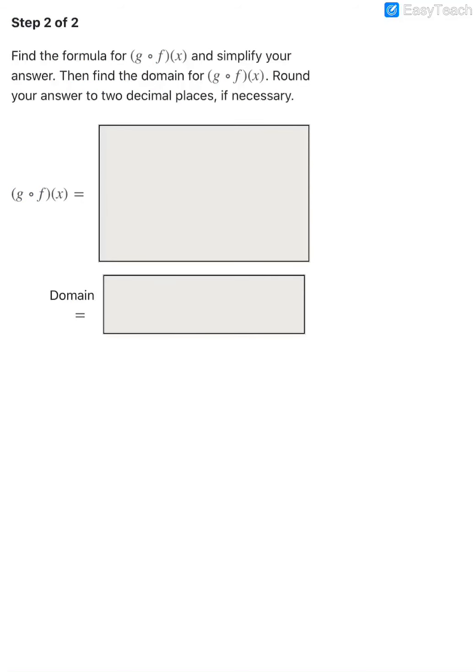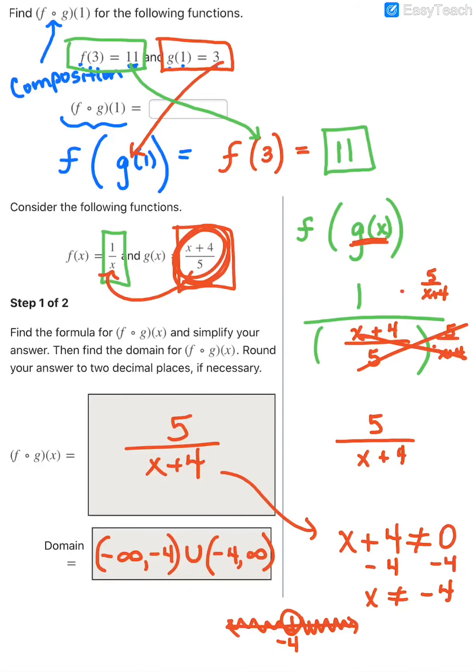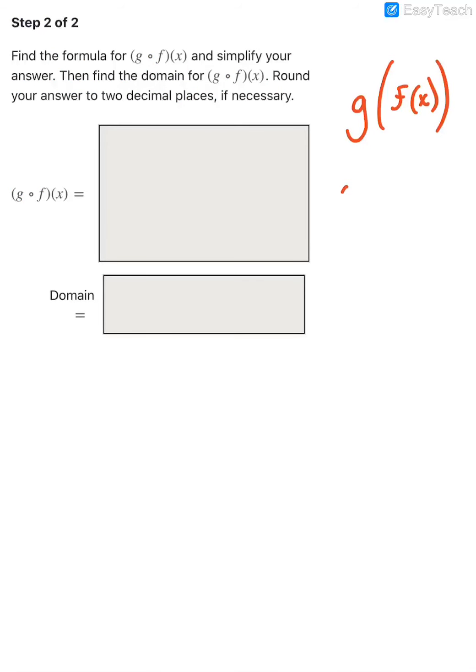On part 2 of that same question, they turn it around, and now they're asking for g composed with f of x. So this time you're going to take function g and write it down first. So let me flip back a minute and get it. So x plus 4 over 5. But we're going to write it down as parentheses plus 4 over 5. Because then we're going to go back, and in place of the parentheses, we're going to put function f of x. But we're going to put its rule. And remember, its rule was 1 over x.